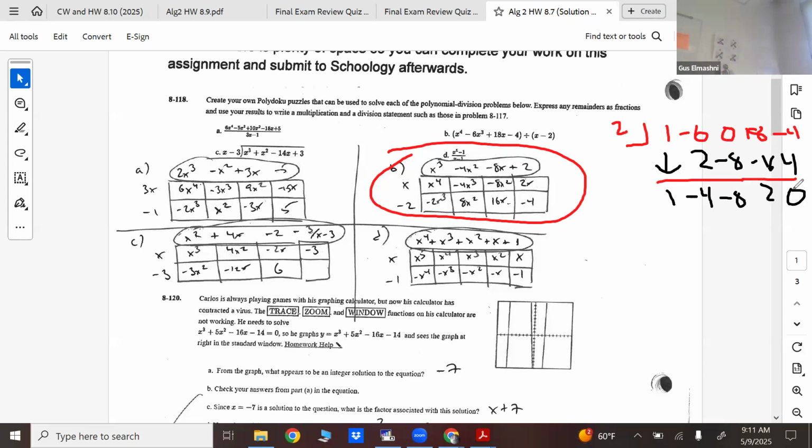1, -4, -8, and 2. Those are the same exact numbers I saw here. Yep, so I would agree. This is actually more efficient if you're dividing by a linear factor, like x minus 2, x minus 3.